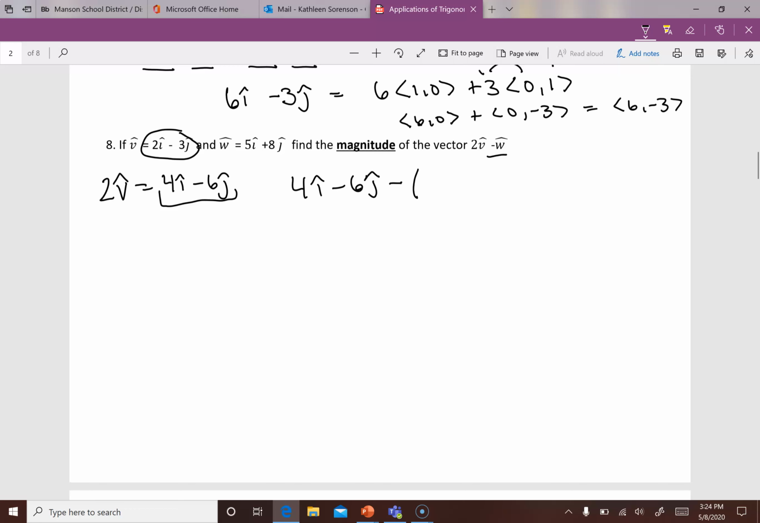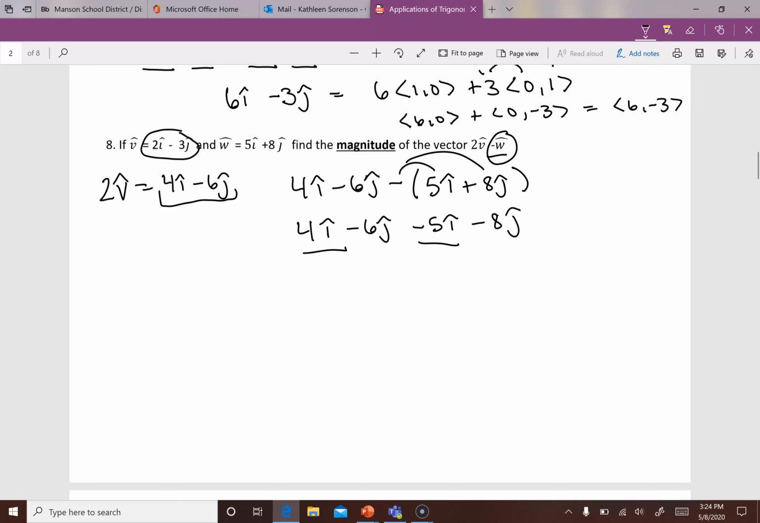But then I'm subtracting my w. Remember my parentheses. So this is going to be 5i plus 8j. Distribute that negative, and I'm left with 4i minus 6j minus 5i minus 8j. A 4i minus a 5i gives me a negative i. And then a minus 6j and a minus 8j gives me a negative 14j.